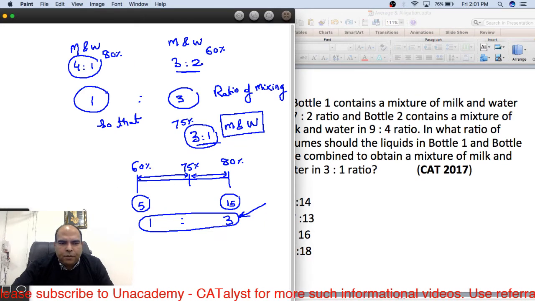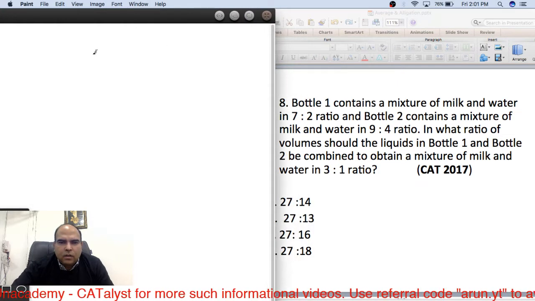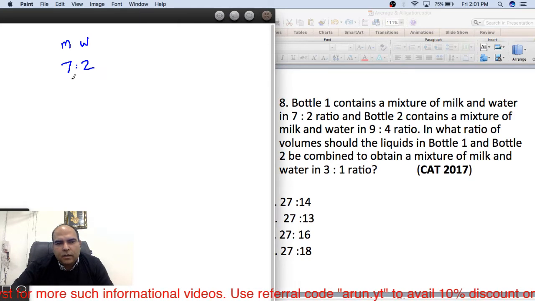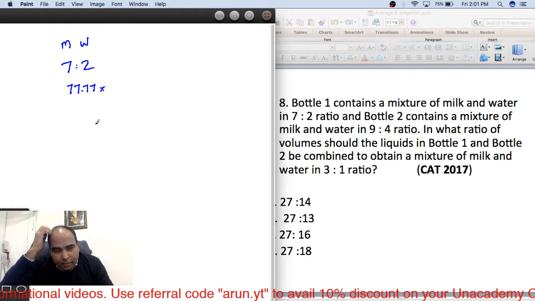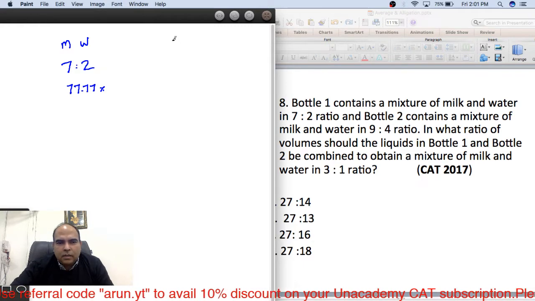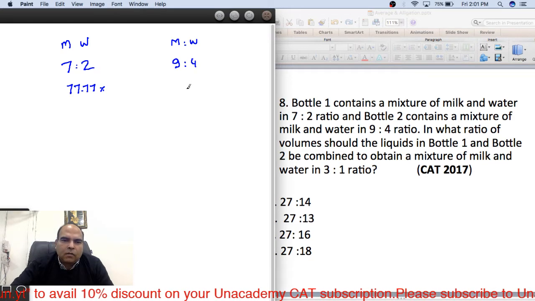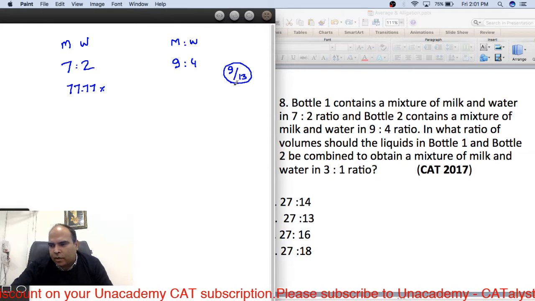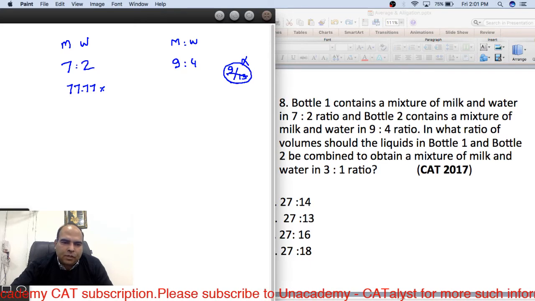But the problem of doing this question that way is that the ratios given in this question, the first ratio is 7:2. So if you convert it to percentage in terms of milk, the percentage conversion is 77.77%. So that's a difficult number to work with. The second ratio has milk and water in the ratio 9:4. तो इसको अगर convert करोगे तो 9/13. This is a ratio that we don't even know in our normal repertoire in percentage terms. So this becomes difficult to handle with that approach.